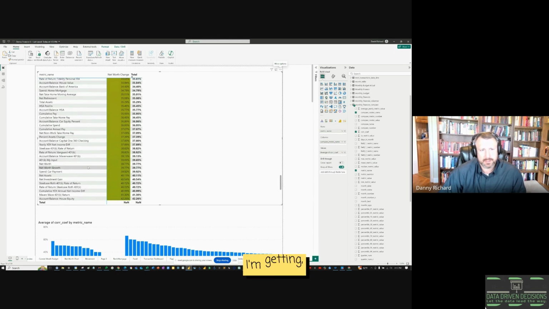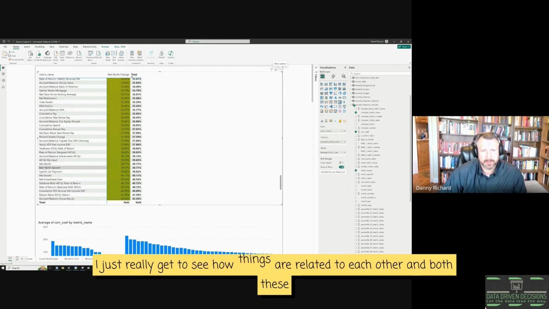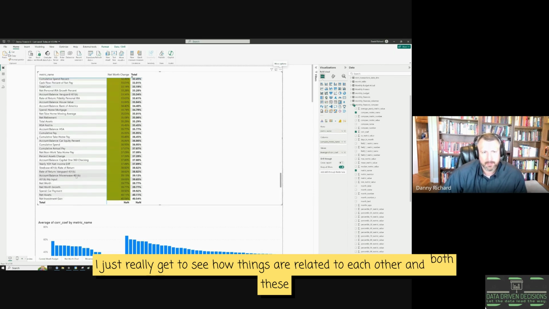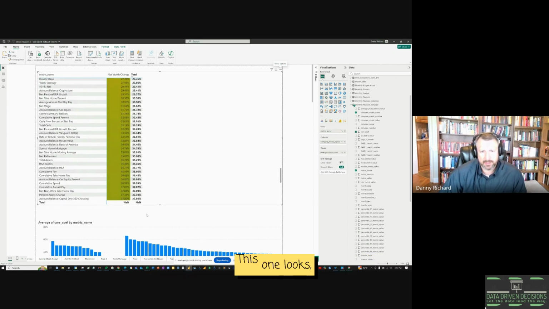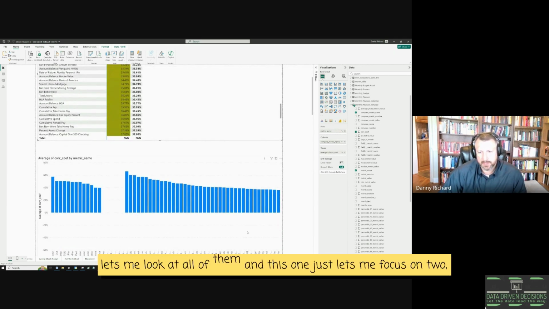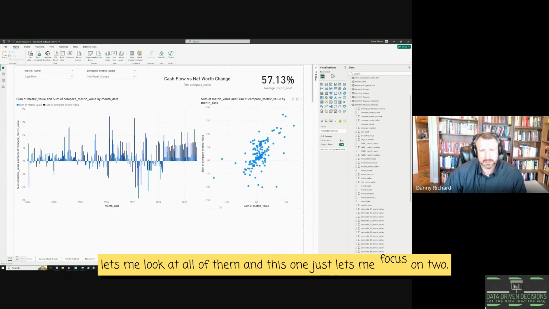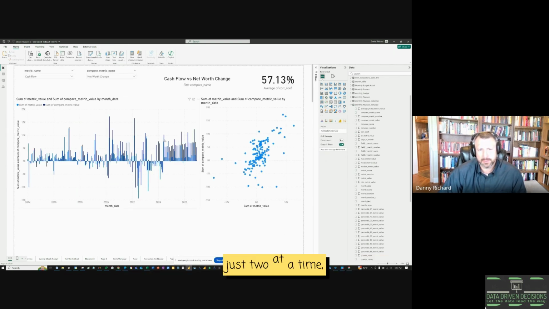This is really cool. I just really get to see how things are related to each other, and both these dashboards are helping me do that. This one lets me look at all of them, and this one just lets me focus on just two at a time, two a comparison.